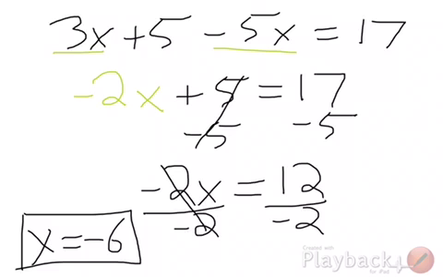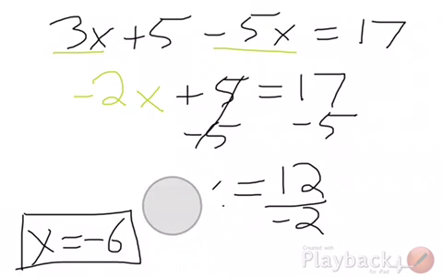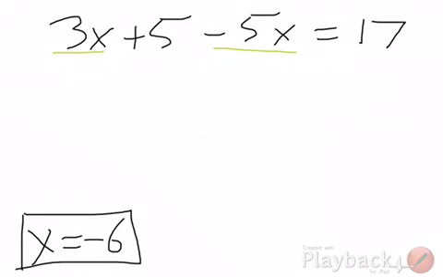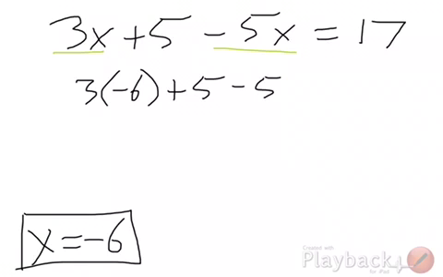And again, we can check that answer. I just want to show you that you can check this answer, even though the problem is a little bit more complex. So all I'm going to do is take my answer, negative 6. Everywhere I see x, I plug it in. So I have 3 times x. Instead of x, we have negative 6. Then I've got a negative 5 times x. Instead of x, I put in negative 6.